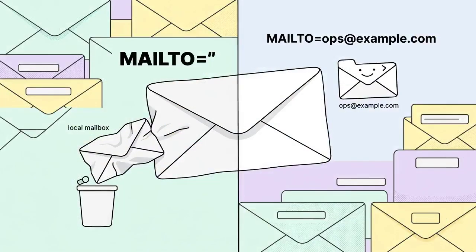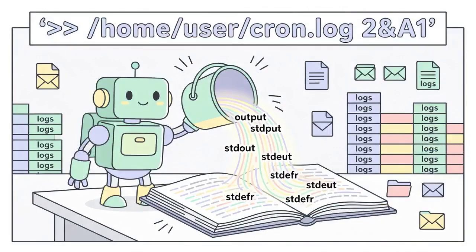By default, cron emails any stdout and stderr output from a job to the local mailbox of the crontab owner. That's a hidden channel many operators never look at. To silence it, set MAILTO to an empty string. To redirect to a team alias, set MAILTO to an email address. 2 values, 2 destinations. The cleanest channel is a log file you control.